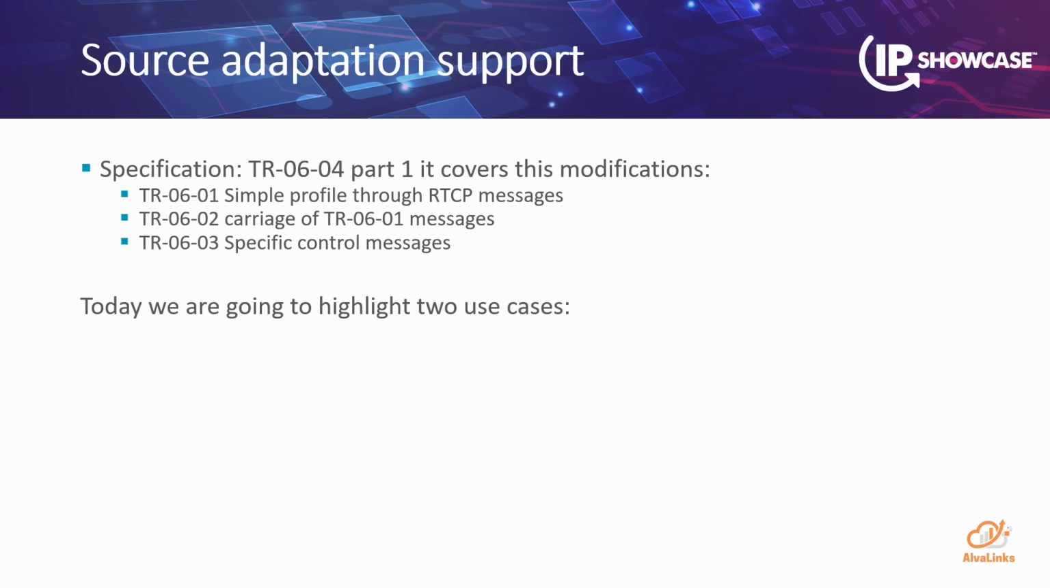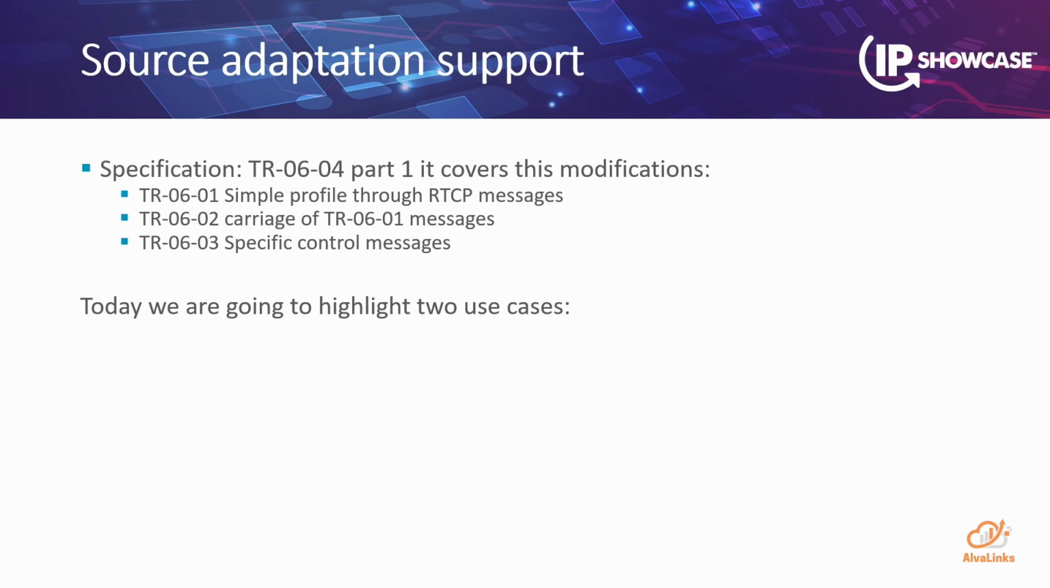So source adaptation support is a part of the new RIST TR-06-04 Part 1. And it's going to add these capabilities to existing protocols, which are the simple profile TR-06-01. It will also be adopted by the TR-06-02 by way of it conveying the simple profile in its capability. And the new and exciting protocol, which is the TR-06-03 advanced profile, has a specific control message specifically for that.